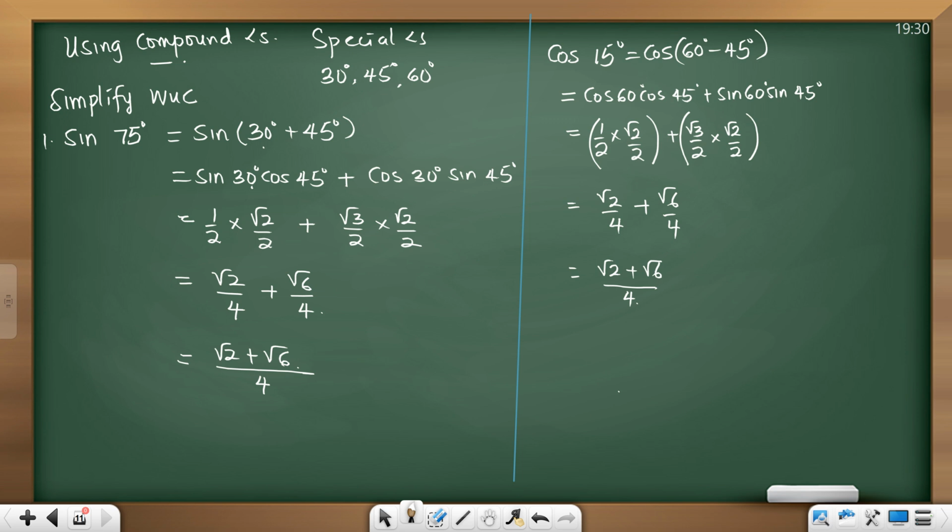Did you do 45 and 30 or the same thing? Check. You must get the same answer. Even if you use 45 and 30, we're going to get the same. Beverly, talk to me. Sir, I did 45 and 30, right? But I got root 6 plus root 2 over 2. It's over 4. Check your maths again.